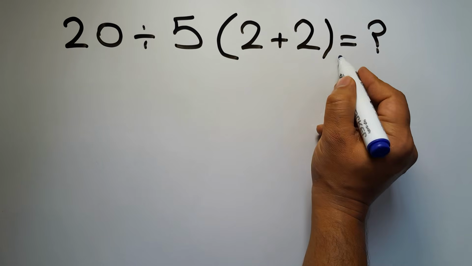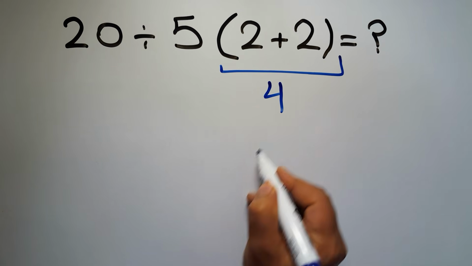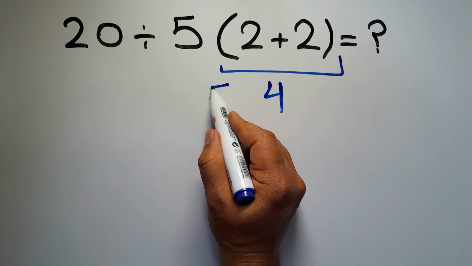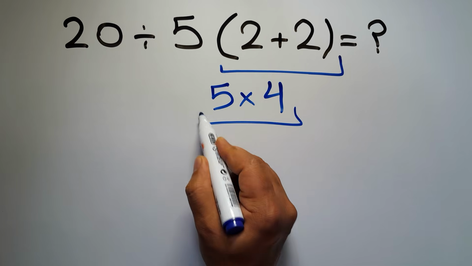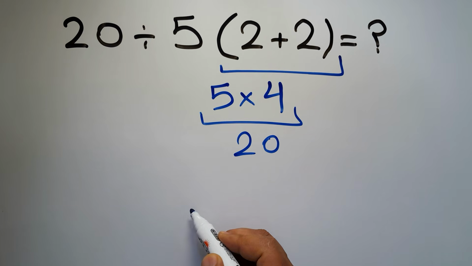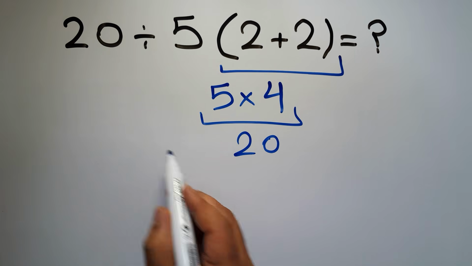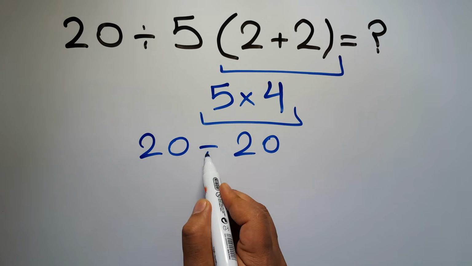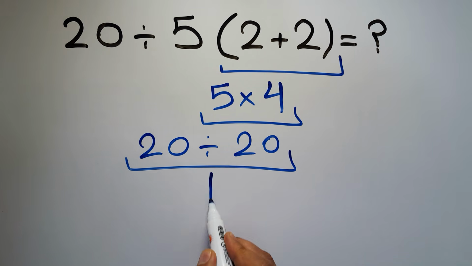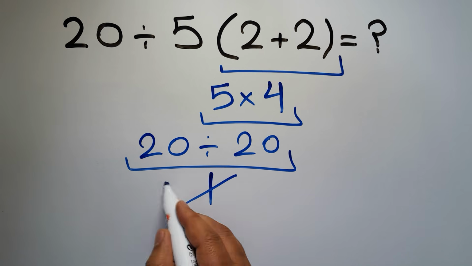2 plus 2 gives us 4. And the 5 times 4 equals 20. So 20 divided by 20 is just 1. But this answer is not correct.